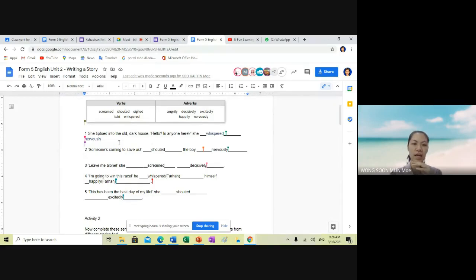All right. It seems that everybody has typed your answer. Let's discuss. Number 1, she tiptoed into the old dark house. You know what is tiptoe? Tiptoe, like you're walking on your toes, sneaking into the house. That means do you want to make noise? That means you want to walk into the house quietly. You don't want to make any noise, right? So you say, hello, is anyone here? She whispered nervously. Is that correct?